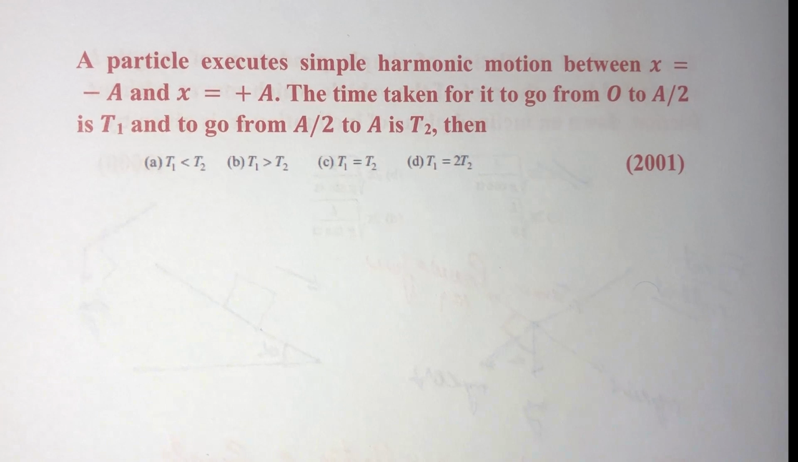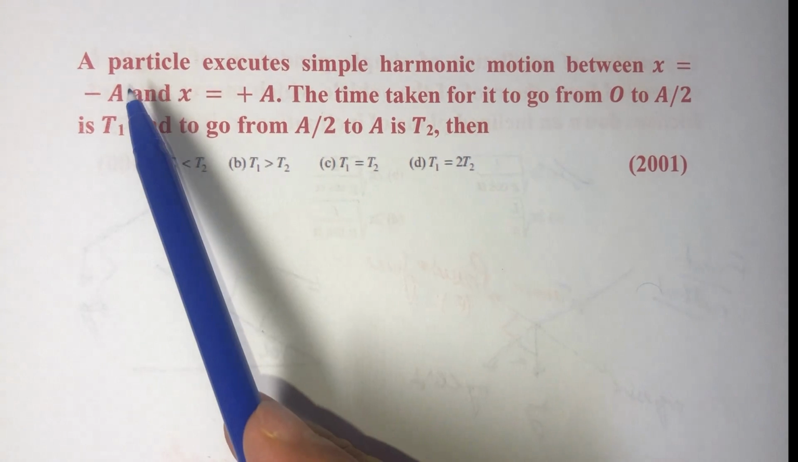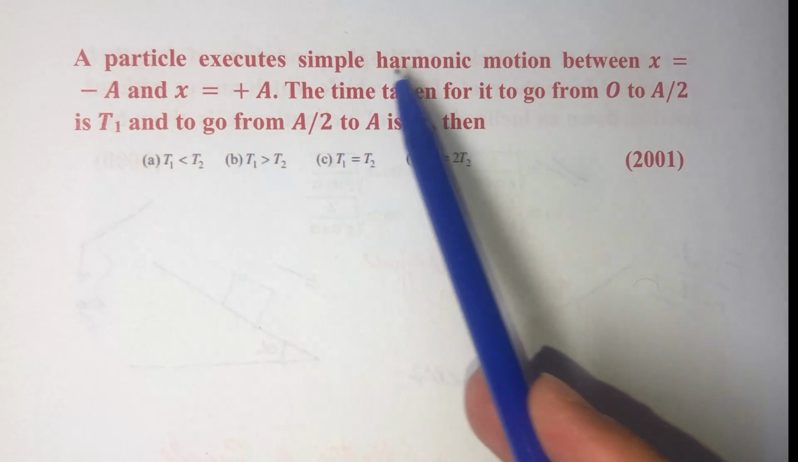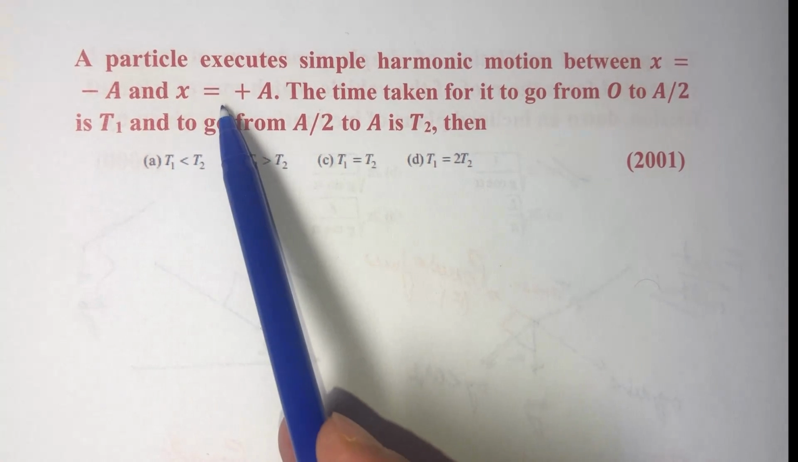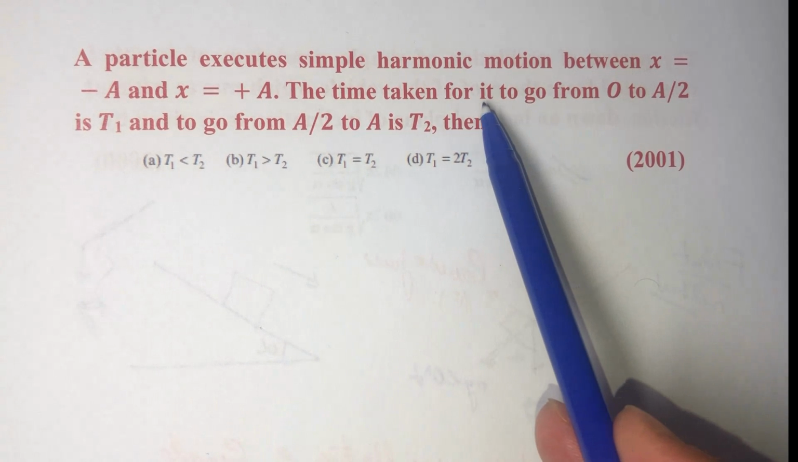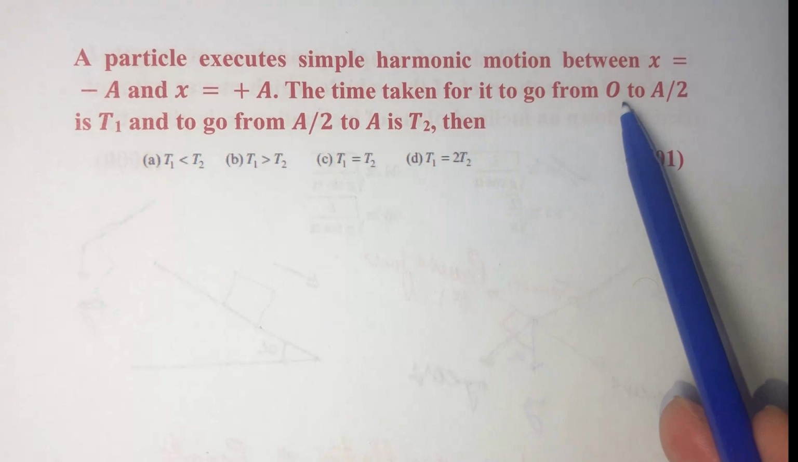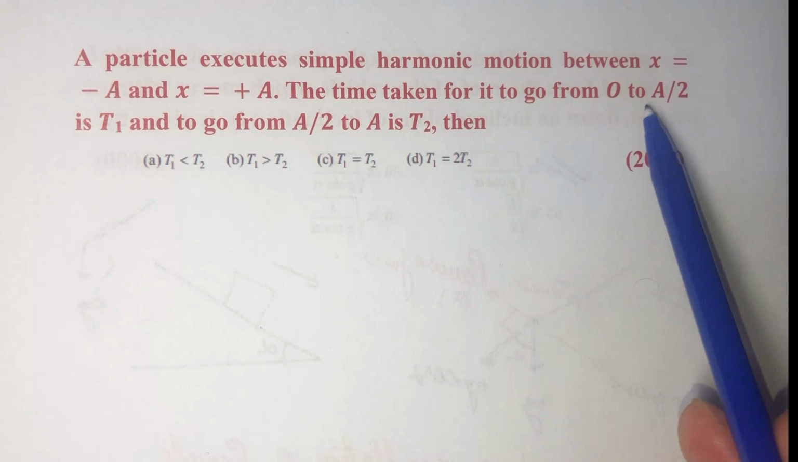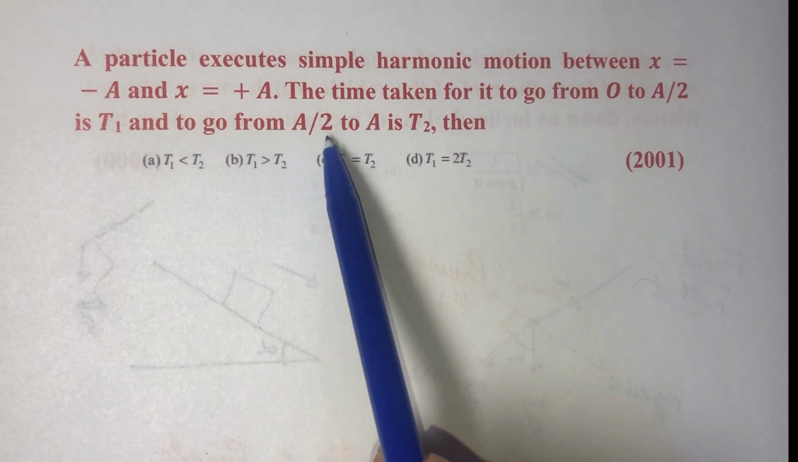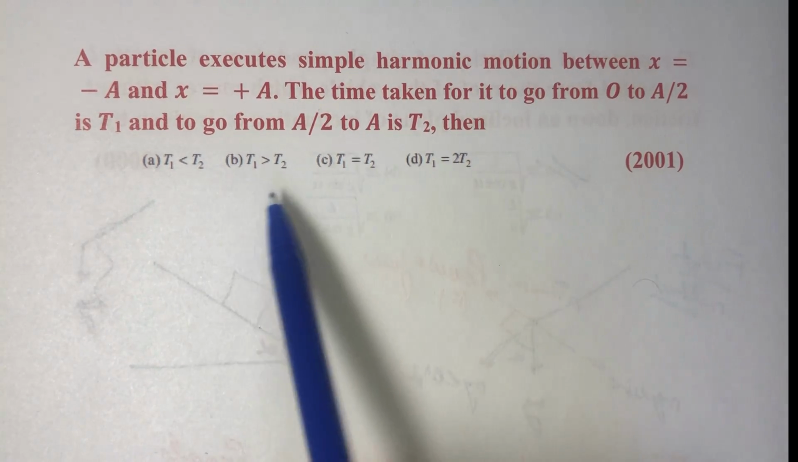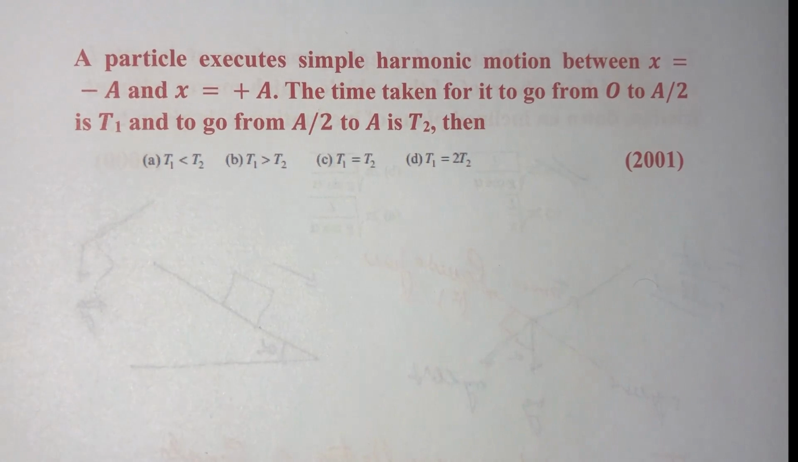Hello friends, today's question. A particle executes simple harmonic motion between x equals minus a and x equals plus a. The time taken for it to go from O to a by 2 is t1, and to go from a by 2 to a is t2. Then we have to find out the relationship between t1 and t2.